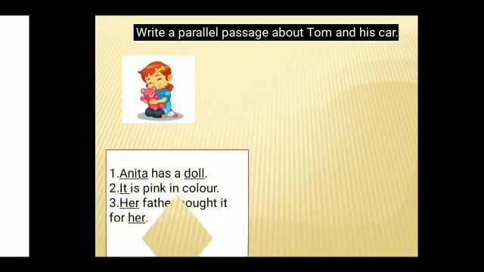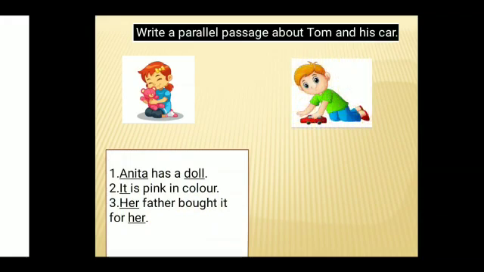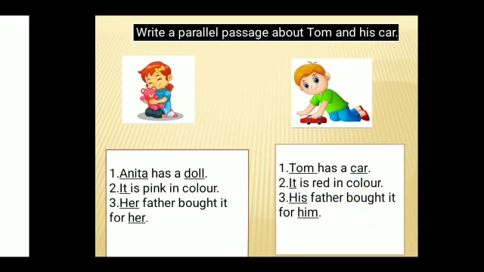Okay, Anita has a doll. It is pink in color. Her father bought it for her. Now next, Tom has a car. It is red in color. His father bought it for him. Now do you understand? This is what a parallel passage is. They give one picture and they give three sentences as well.